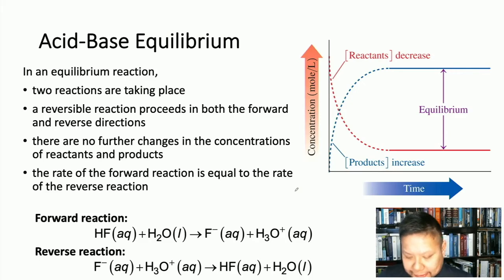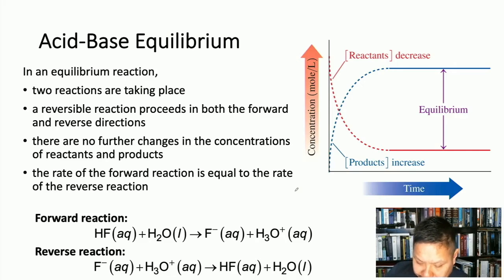So in acid-base equilibrium, we can kind of track the concentrations of each and figure out at what point there's no more change. It stays at one constant concentration. There's no more change going back and forth, right?